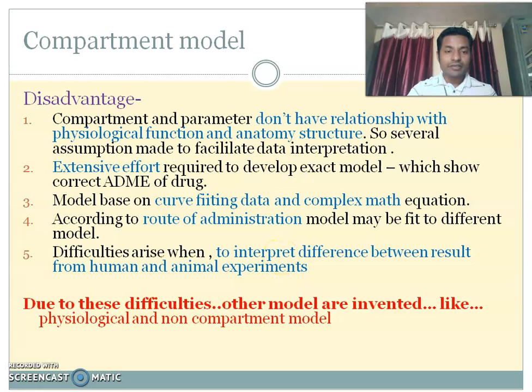Then next, according to the route of administration, the model may change, right? Then the last one is that difficulty arises when we interpret the difference between results obtained from human and animal experiments. If we compare the results obtained from animal study and human study, at that time it creates some difficulties, right? So due to this difficulty, other models were invented, right? Like physiological and non-compartment models. These other models were invented due to this difficulty or drawback of the compartment model. We will see them in the next video, right?